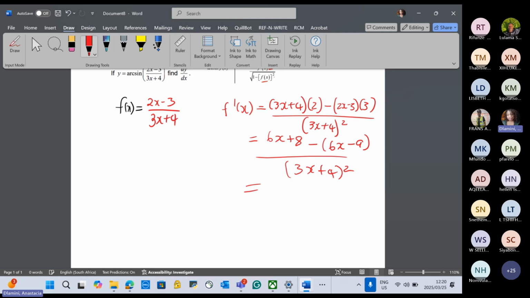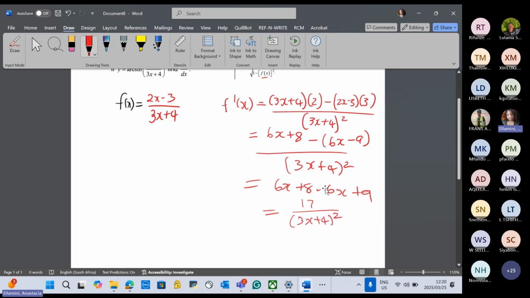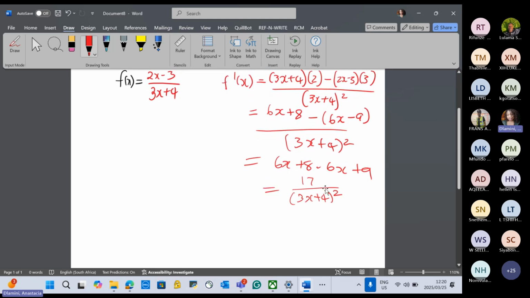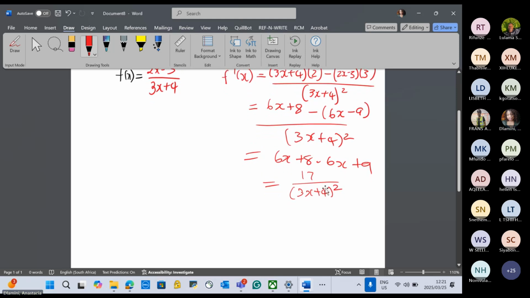So this is equal to 6x plus 8 minus 6x plus 9. So this is equal to, what is this? What is this? 17 over 3x plus 4 squared. Do you see how it was? Guys, that's why I like doing things on the side, then it gives me this answer. Are we all together?